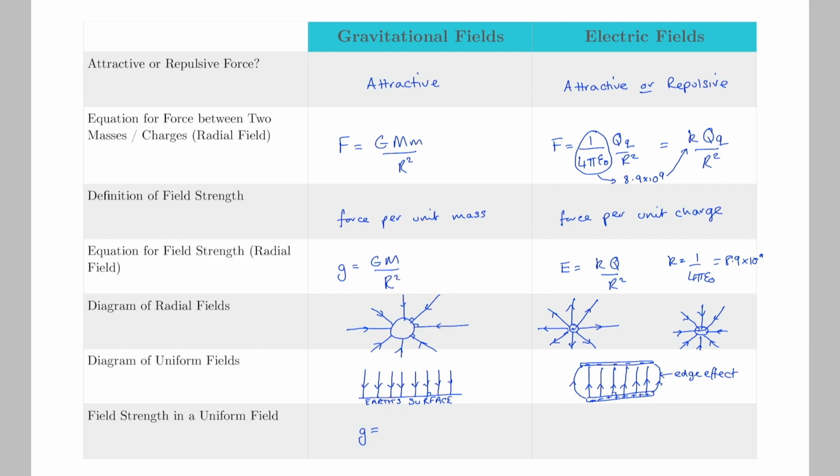The field strength equation in a uniform field. So we've got g equals F over m. And you can see, if we go back up to the definition of field strength, we said force per unit mass. So g is equal to force per unit mass. And on that same note, we've said the definition of field strength for an electric field is force per unit charge. So of course, our equation is force per unit charge. There's another equation for electric field strength, which is V over d, where V is the voltage between the plates, and d is the distance between the plates.